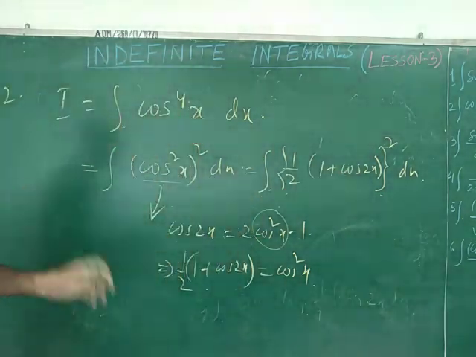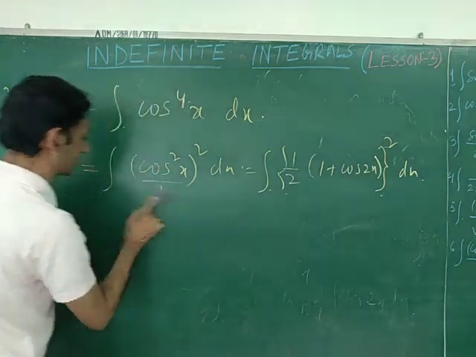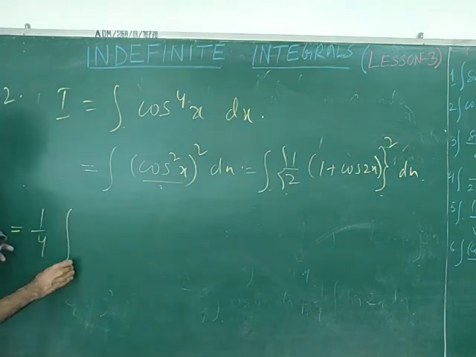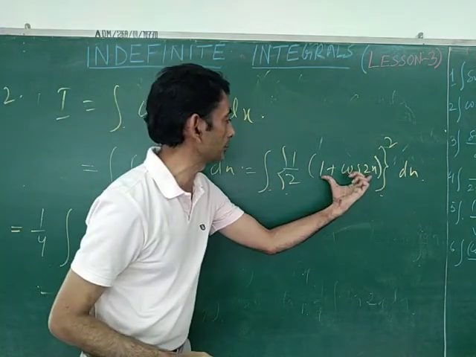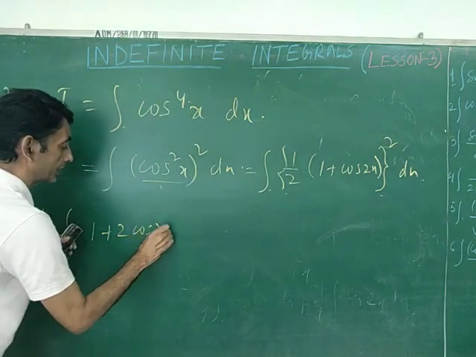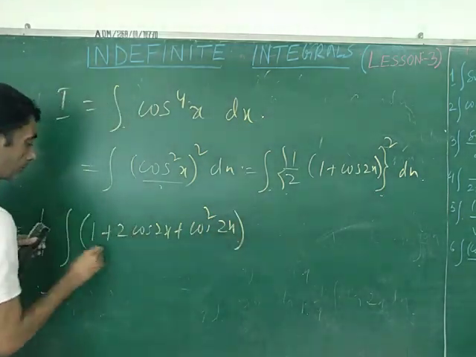Fine? Okay. Next. If you simplify the steps, what do we get? This half square will be 1 by 4. You can just take 1 by 4 out, so that we just use the simplest whole square formula. The first term is 1, then 2 cos twice x, then cos square twice x dx.